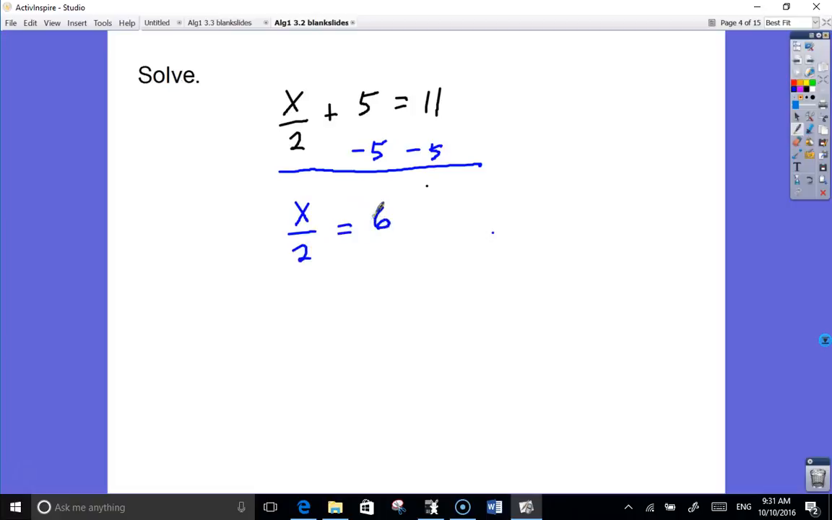Okay, now the x is still not isolated. What do I have to do? Times 2, right? The x is being divided by 2, so now we're going to multiply both sides by 2, right? So times 2. On the left, the 2 in the numerator cancels the 2 in the denominator. On the right, I got 12.